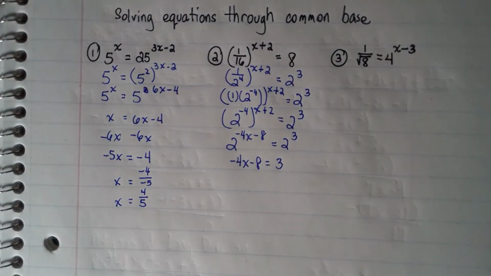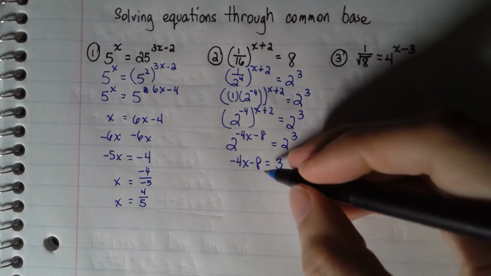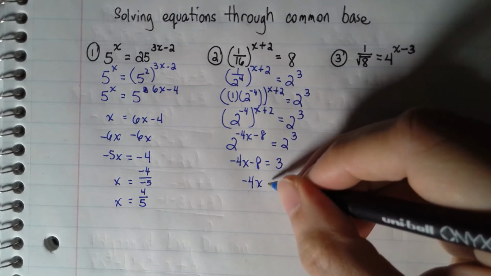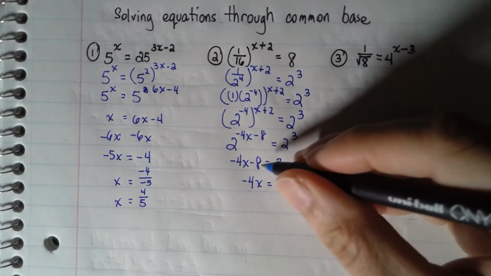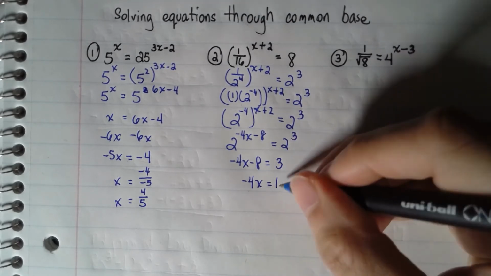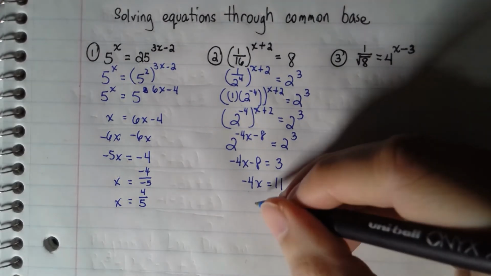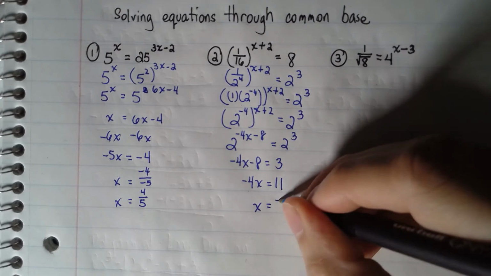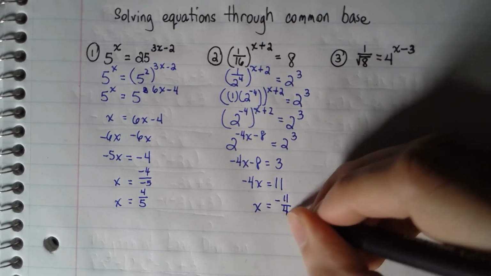We're now just going to solve for x. By adding 8 on both sides, I end up with negative 4x equals... oh, nope. 3 plus 8 is 11. And to get x by itself, we divide by negative 4. So we end up with negative 11 divided by 4.